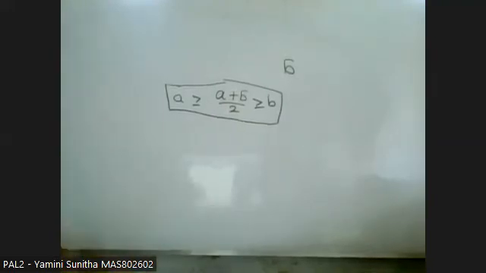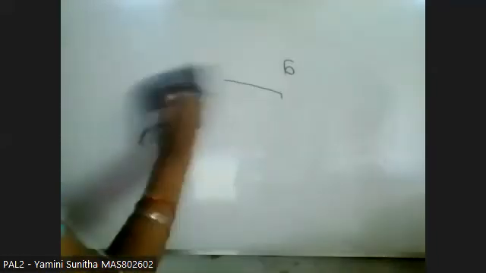For example, this is how we find rational numbers between two rational numbers using the formula. With the idea of the mean, we can find any number of rational numbers. If A and B are two rational numbers, then A plus B by 2 is also a rational number between A and B, such that A is greater than or equal to A plus B by 2, which is greater than or equal to B.